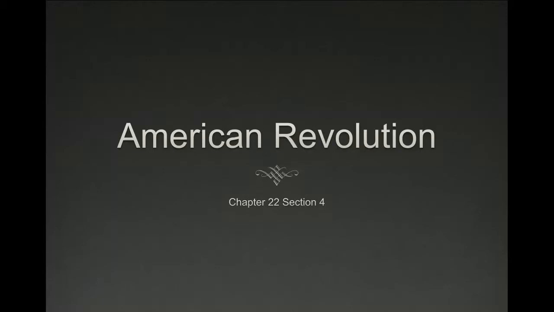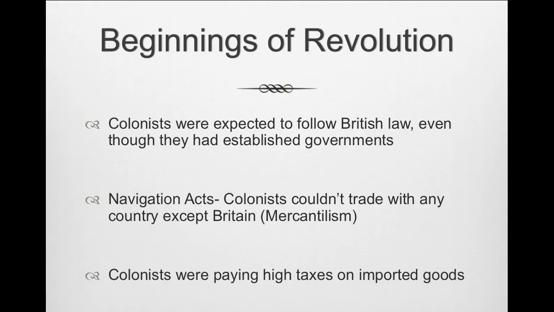Attention to that as we take these notes. Okay, as you well know, as this is review from 8th grade, the British government had established colonies in the Americas, and the Americas were made up of the 13 British colonies. Things were going well. The British were overseers of the colonies.